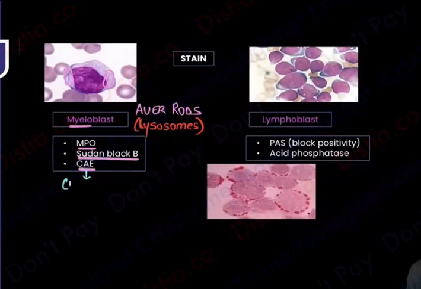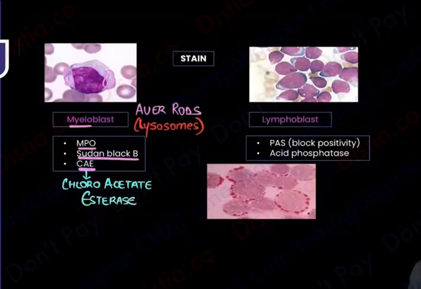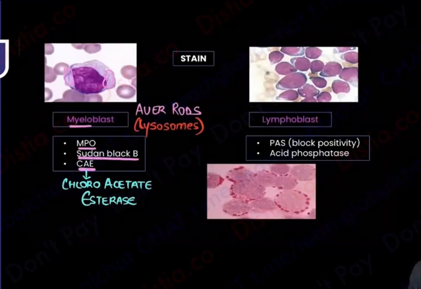If you want to know the full form, it is known as chloroacetate esterase. So remember, we've done MPO, Sudan black B, and chloroacetate esterase for myeloblast. We will do a summary in the end. Just keep listening to me right now.